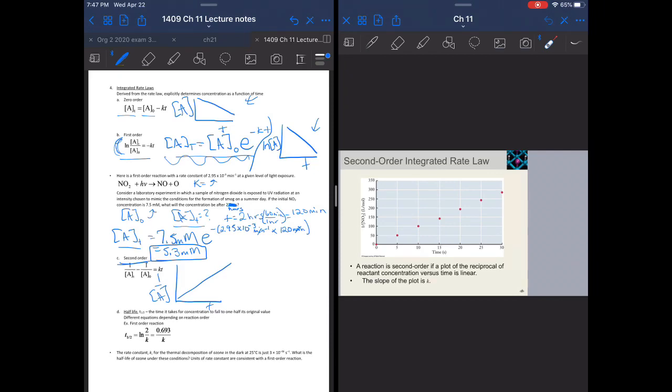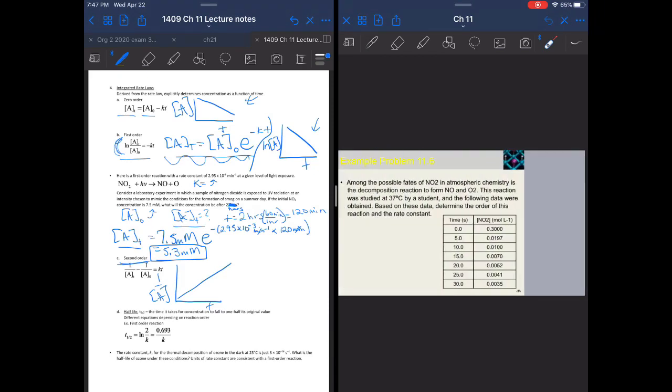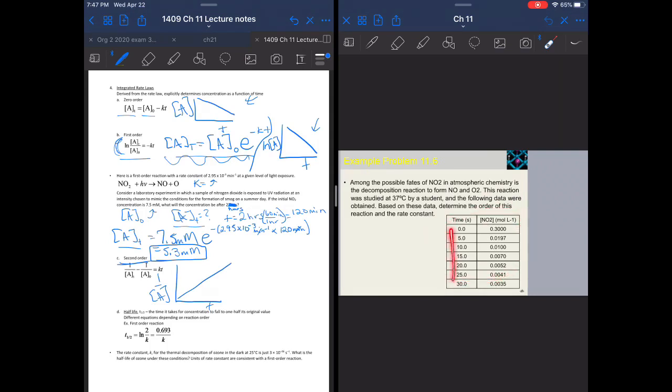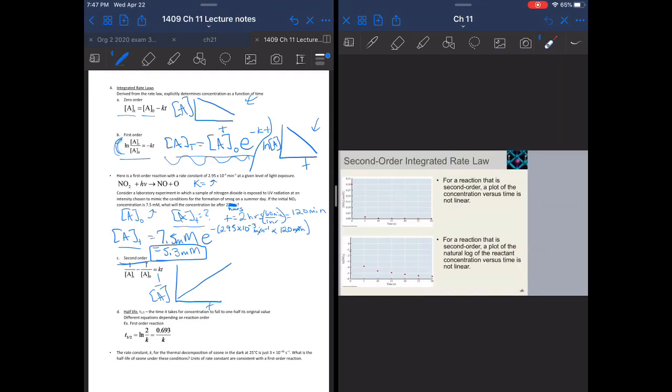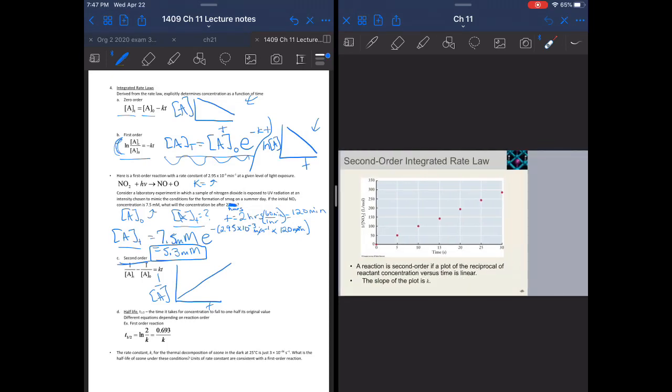So you can tell pretty easily if you do one of these kinds of plots, right? Time versus concentration, and you plot concentration, natural log of concentration, 1 over concentration. If any of those are linear, you'll be able to tell if it's a 0, first, or second order reaction. Now, if none of those are linear, then it's more complicated and it has a different reaction order. And that's okay. You're not going to be responsible for that.